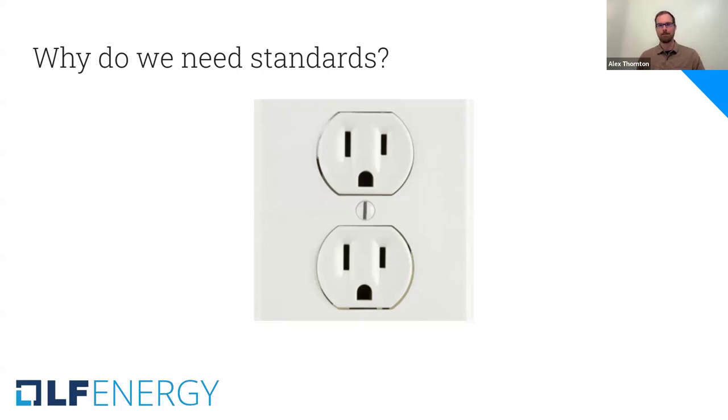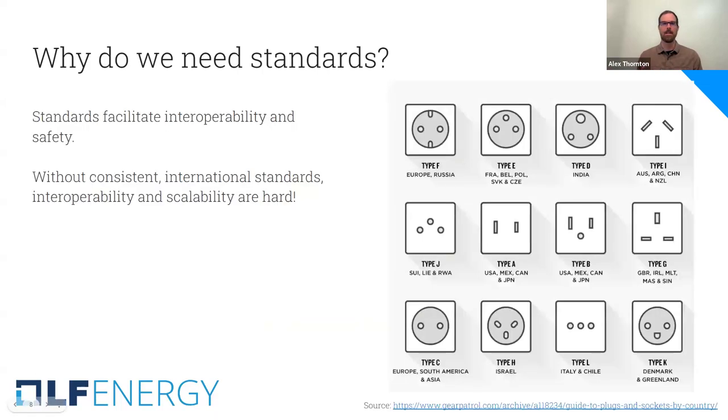If you go to the next slide, what standards really facilitate is interoperability and safety. And you see on the right side, what happens when we don't necessarily have international alignment around standards. We have just all different types of plugs. Anybody who's traveled internationally knows you oftentimes need to bring a plug adapter with you. And it's annoying and it's challenging. And sometimes it can be really hard to get the electricity that you need. And so this just kind of makes concrete why standards actually make our world go around and why they're important. And without consistent international standards, interoperability and scalability are really hard.